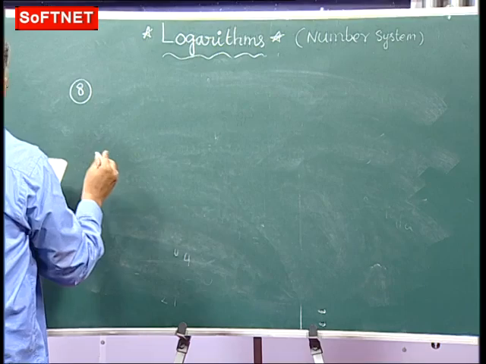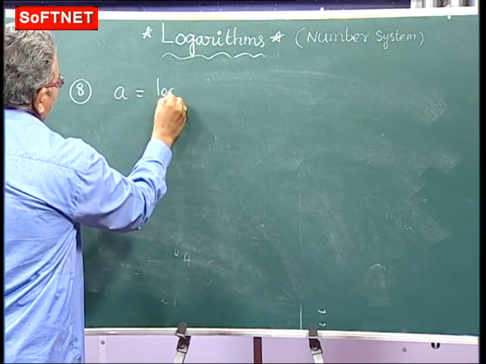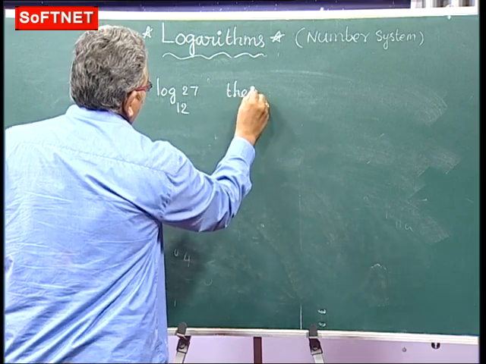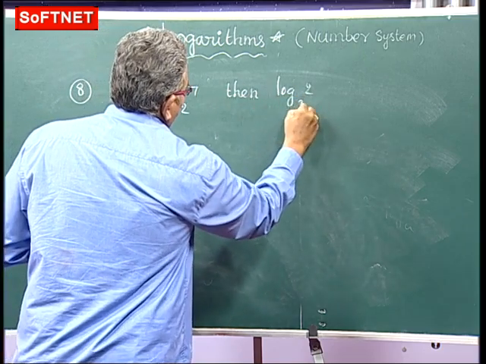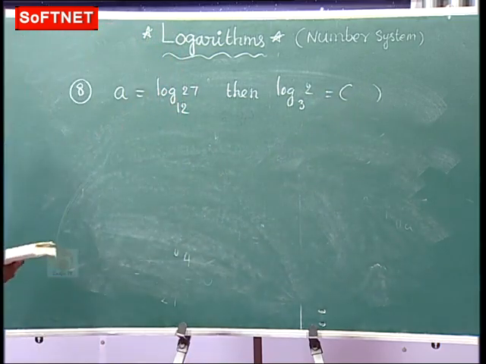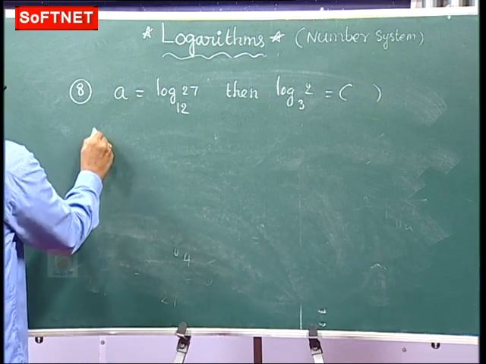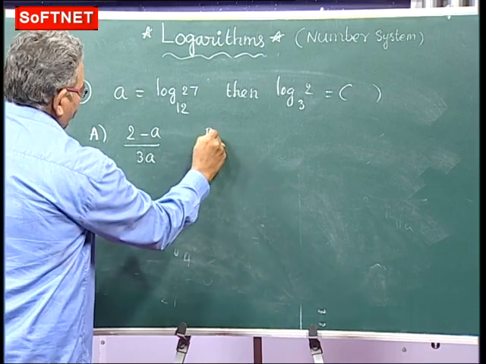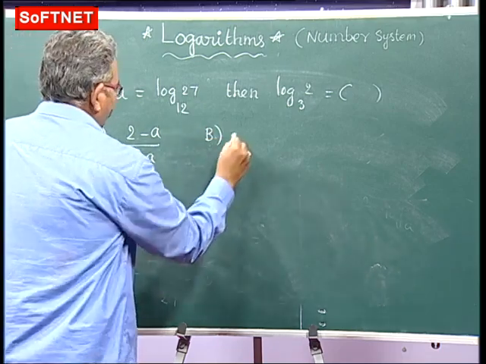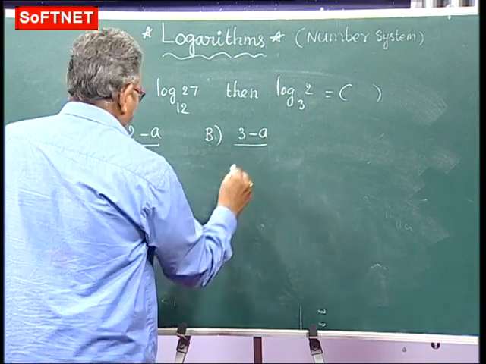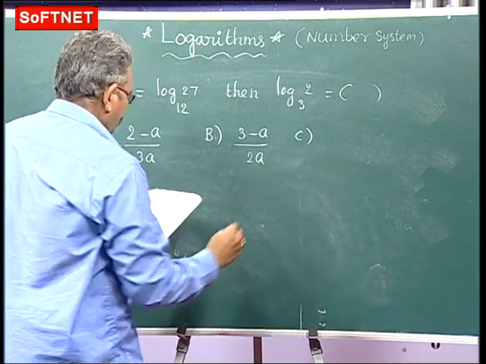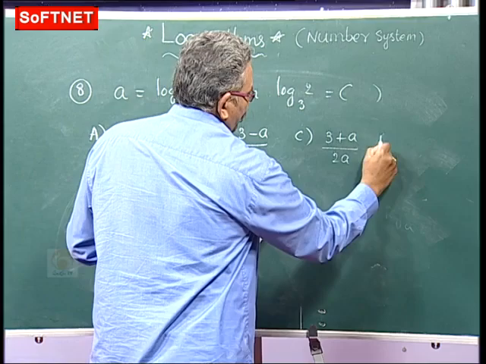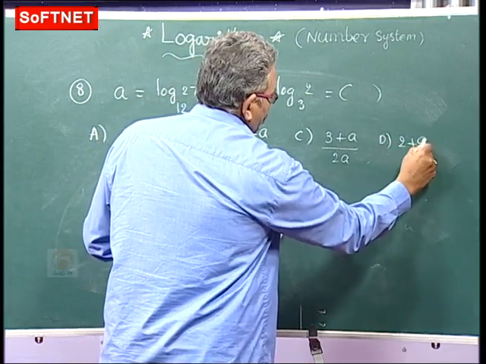So next problem. a is equal to log 27 to the base 12, then log 2 base 3 is equal to: option A 2 minus a by 3a, option B 3 minus a by 2a, option C 3 plus a by 2a, option D 2 plus a by 2a.